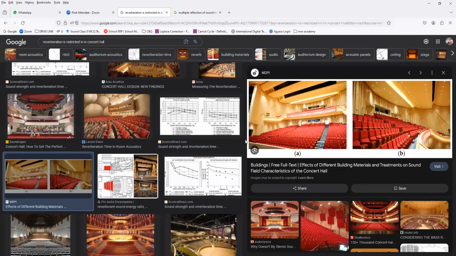The ceiling and the walls of the hall are covered with sound absorbing materials like rough plastic, compressed fiber board. What is the spelling of fiber board? Anybody? F-I-B-R-E-B-O-A-R-D, fiberboard.